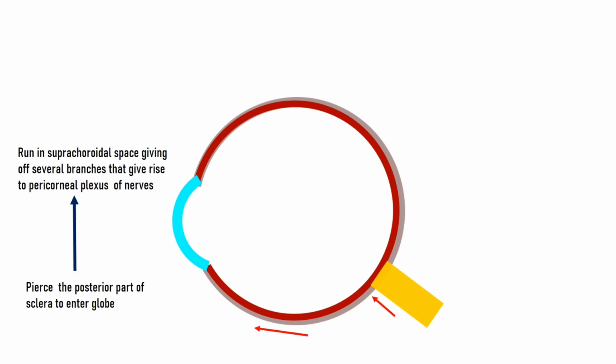These long posterior ciliary nerves and the short ciliary nerves pierce the posterior part of sclera to enter the globe. They run in suprachoroidal space where they give off several branches and anastomose with each other and with the conjunctival nerves to form the pericorneal plexus of nerves. They perforate the sclera just behind the limbus to enter the corneal stroma.